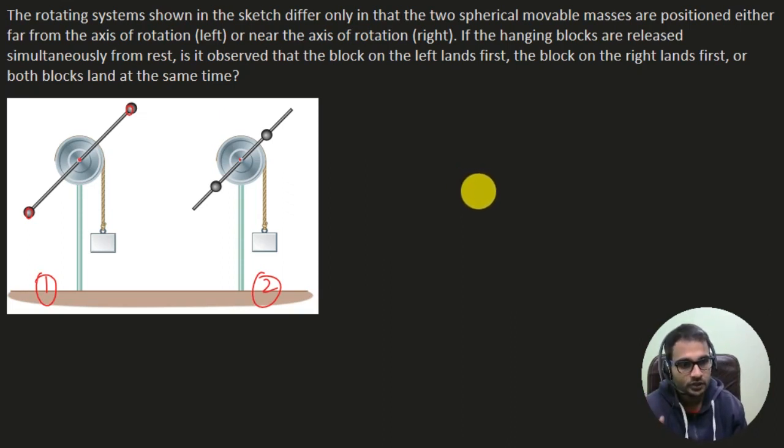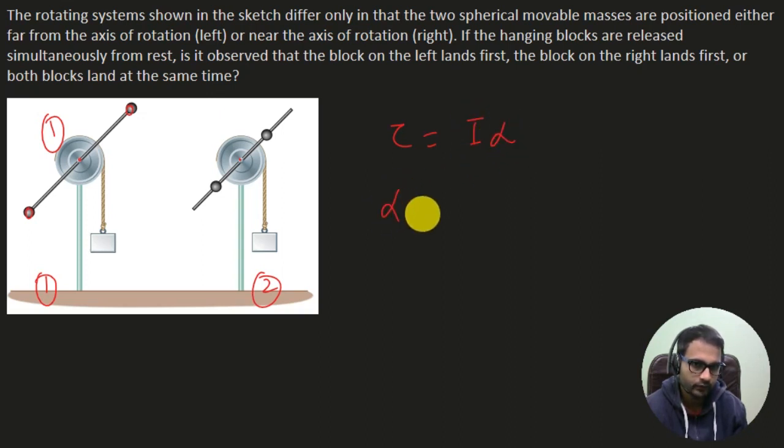But there is one change here. If you see the moment of inertia, for the first case the moment of inertia will be more because masses are placed at a far distance from the axis of rotation, but here the masses are placed near. So if you see, torque is I into alpha, and from here alpha will be torque divided by I.